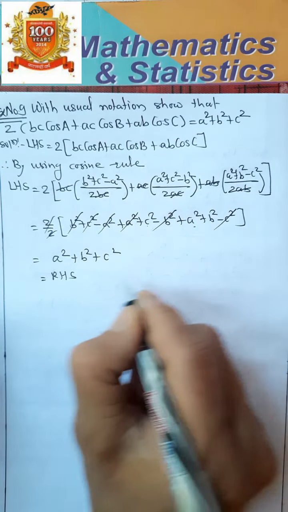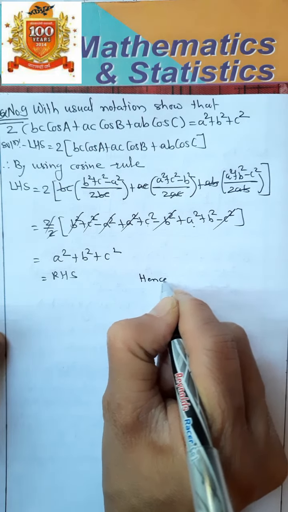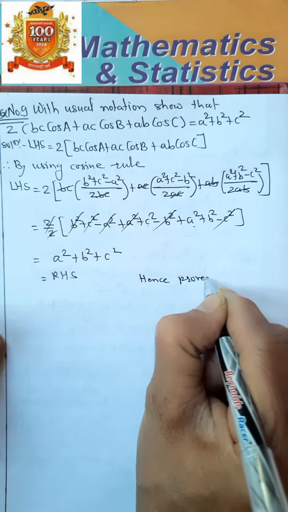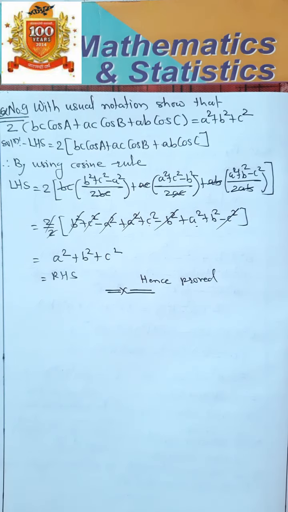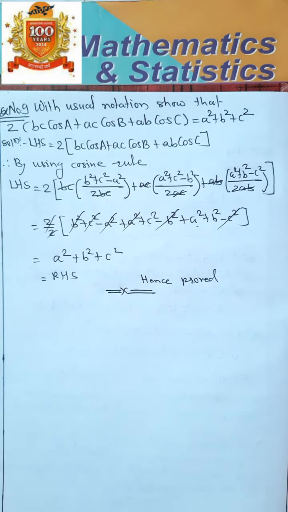In this way, hence proved. In this way we can solve question number 9 by using cosine rule, isn't it?